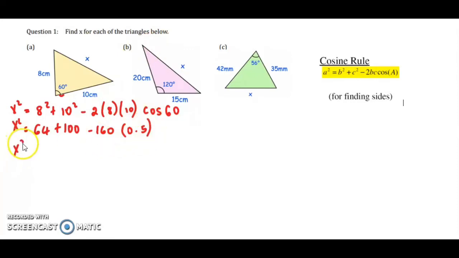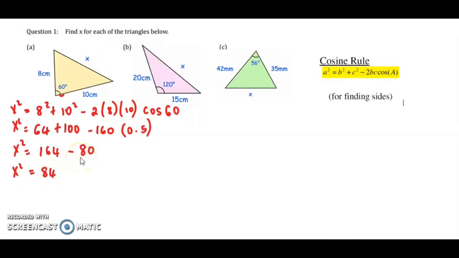Here I have x squared is equal to 64 plus 100, which is 164. And if you multiply 160 times 0.5, remember it's negative, you are going to get negative 80. Now you're going to take away the 80 from the 164 and you're going to get 84.